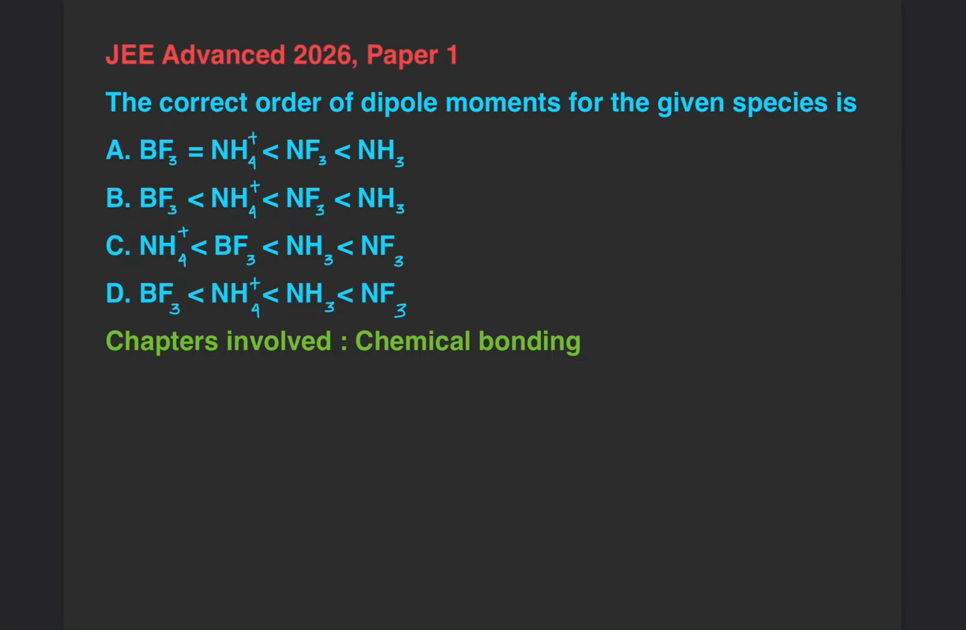Hello everyone. So this is a question from JEE Advanced 2026 paper 1. The correct order of dipole moments for the given species is. So we have BF3, NH4 plus, NF3 and NH3 to compare. Okay, so the chapter involved is chemical bonding.